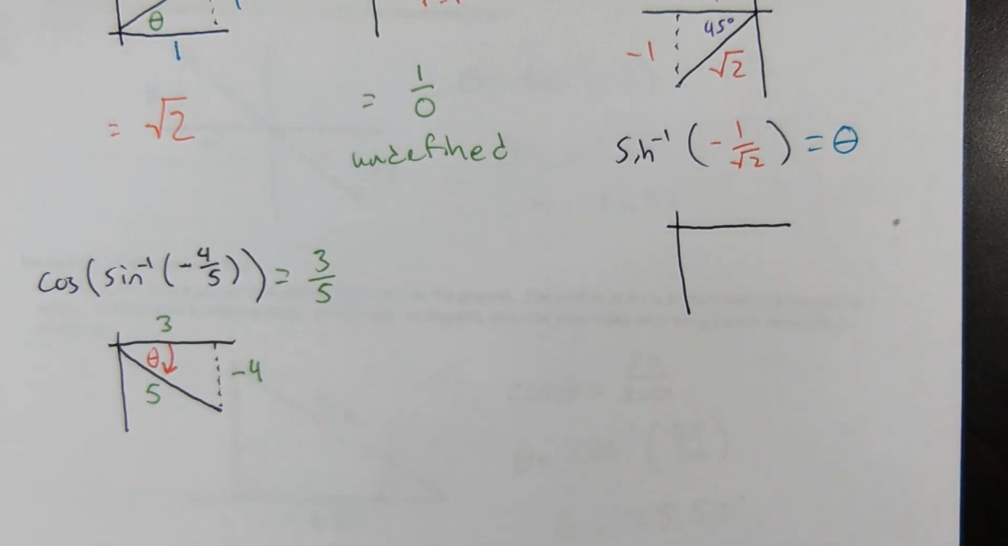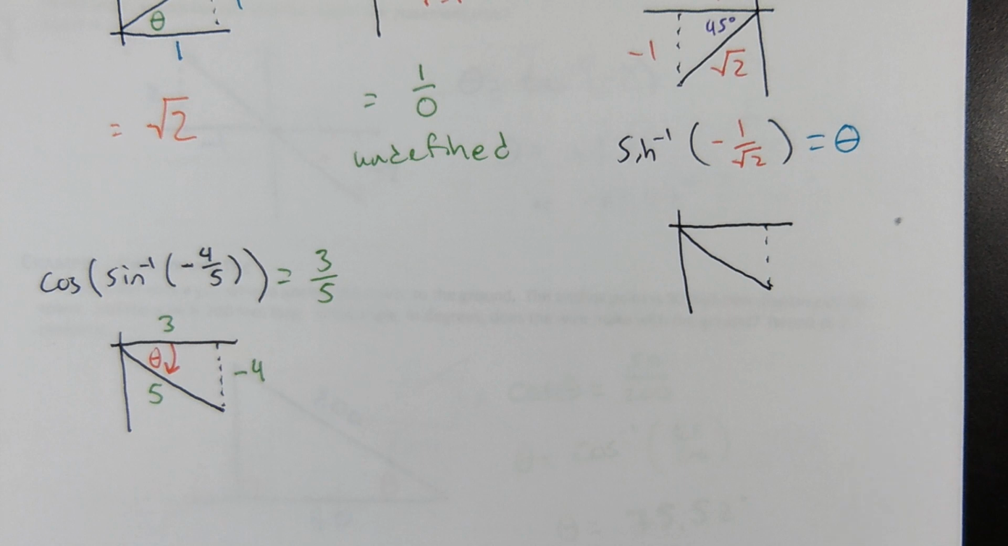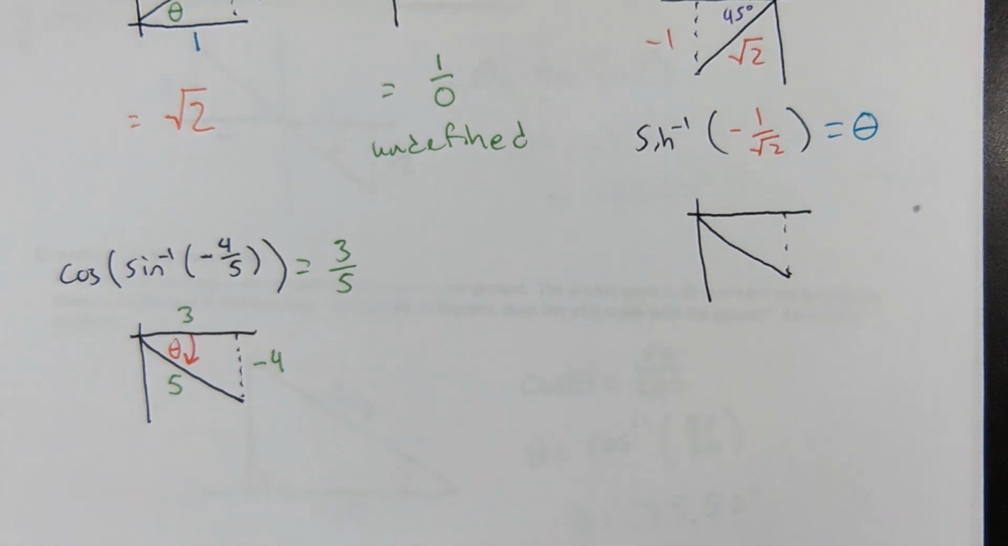So y over r, oh, I forgot to draw my triangle. Oh no, I just drew on my shirt.